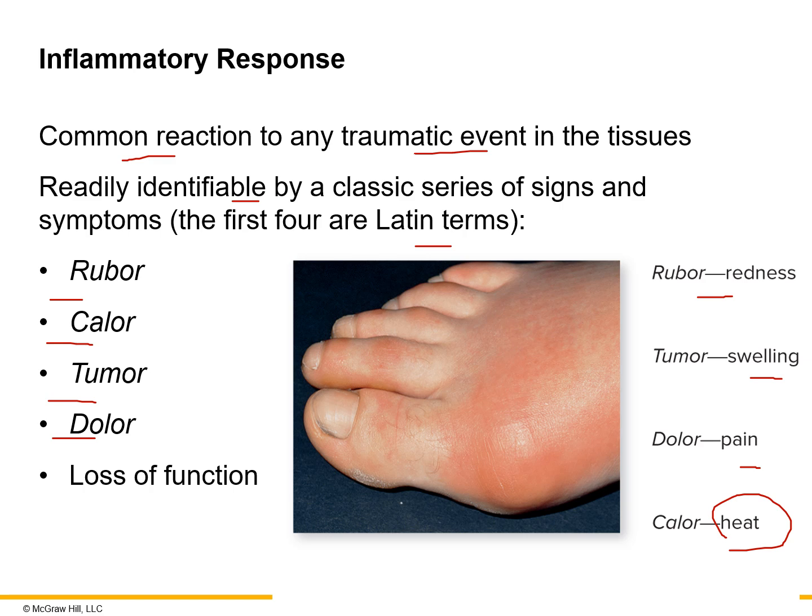But then also the fifth symptom of inflammation is a loss of function. So again, it's not able to move. We can't bend if we have a swollen or an inflamed ankle or wrist. It just makes it really hard to use it.